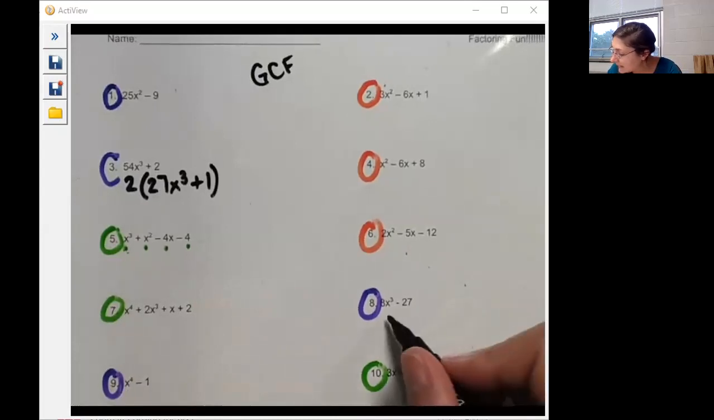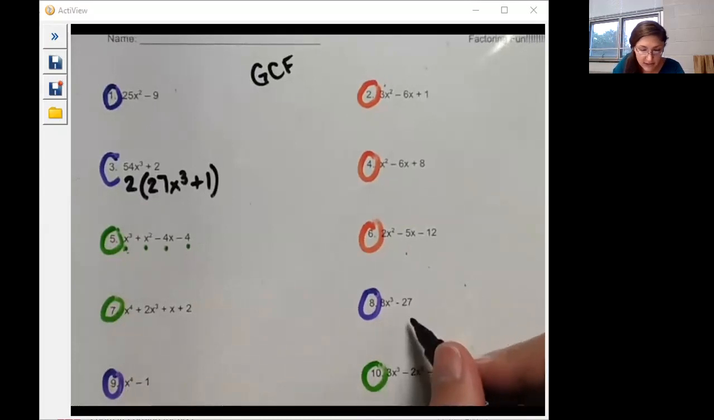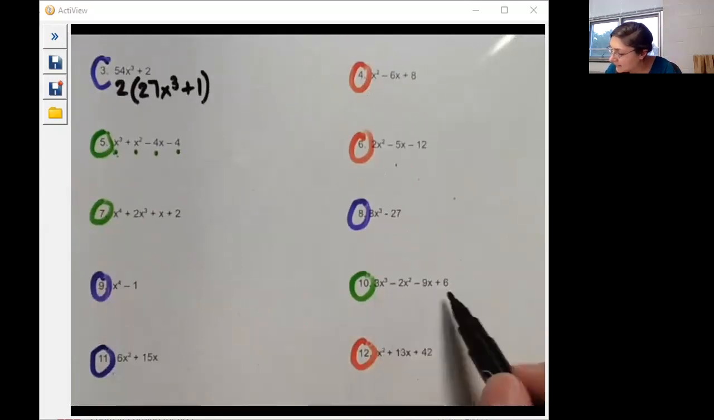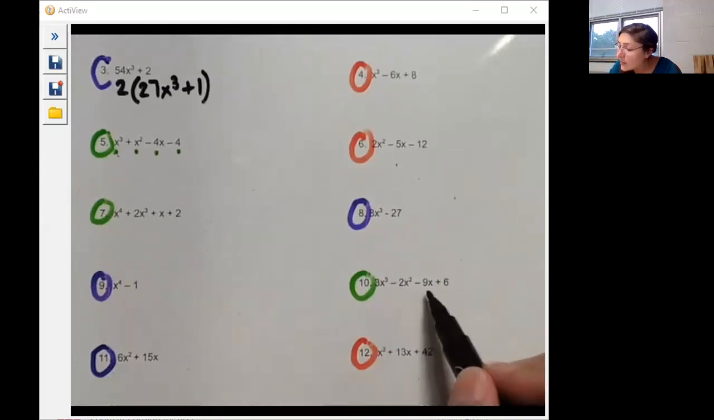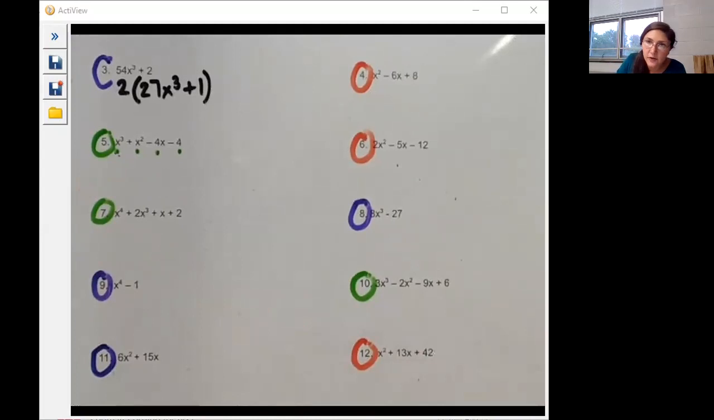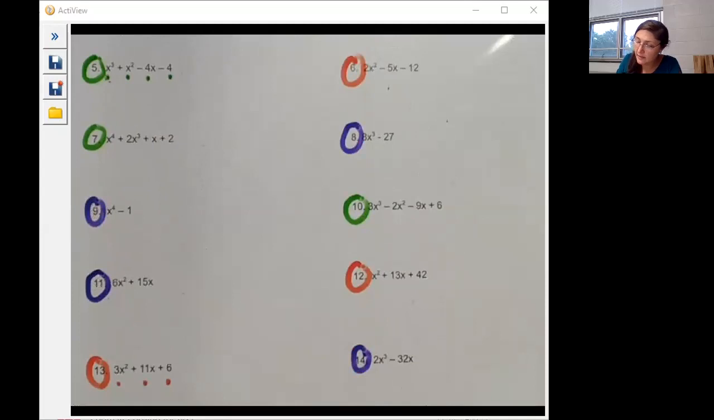Number 8, 8x cubed minus 27, no GCF there. Number 9, nothing interesting. Number 10, again, nothing exciting there. I can divide some of the terms by 3. I can divide some of the terms by x, but if it's not all of them, then it's not a GCF.